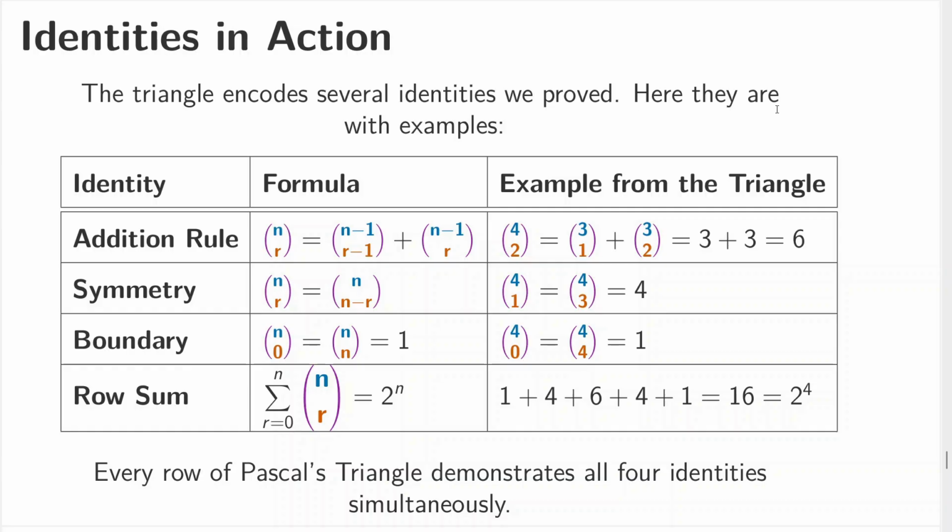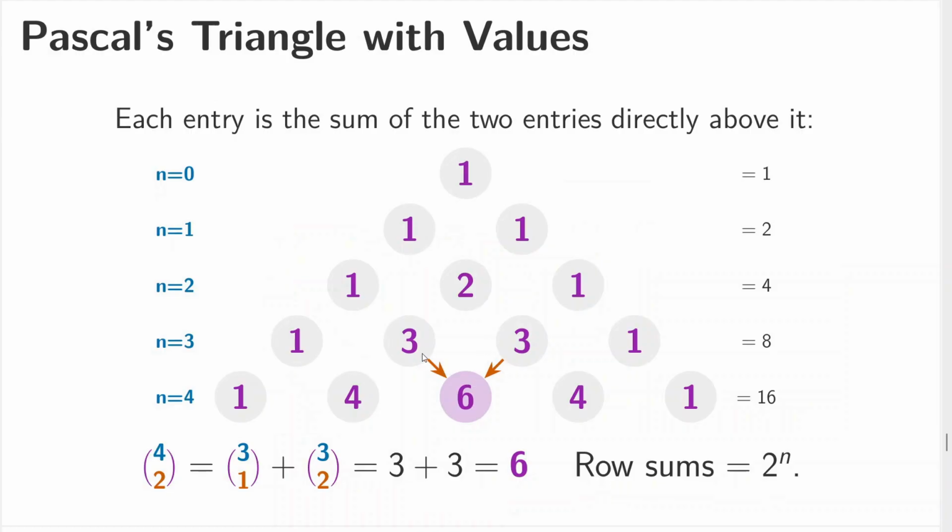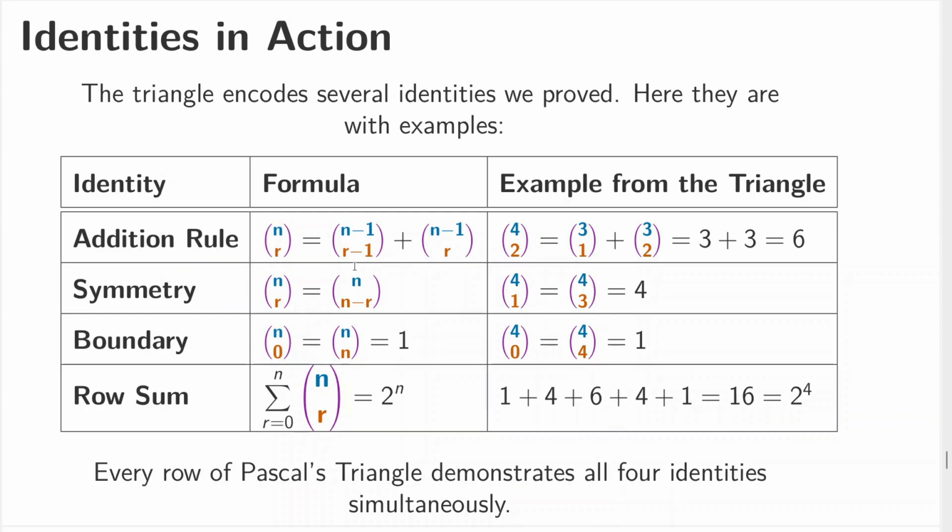For instance, the addition rule formula, where n choose r equals n-1 choose r-1 plus n-1 choose r, is seen perfectly when 4 choose 2 equals 3 plus 3, or 6. The symmetry formula, where n choose r equals n choose n minus r, is beautifully mirrored when 4 choose 1 equals 4 choose 3, both resulting in the number 4. The boundary formula shows us that n choose 0 and n choose n always equal 1, just like 4 choose 0 and 4 choose 4.